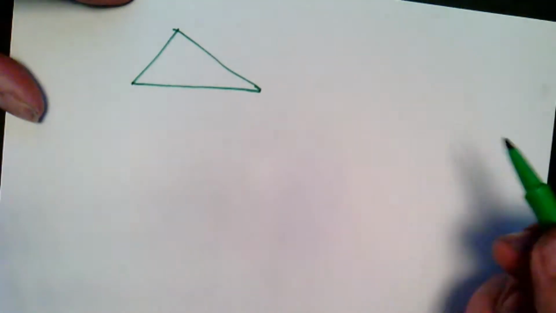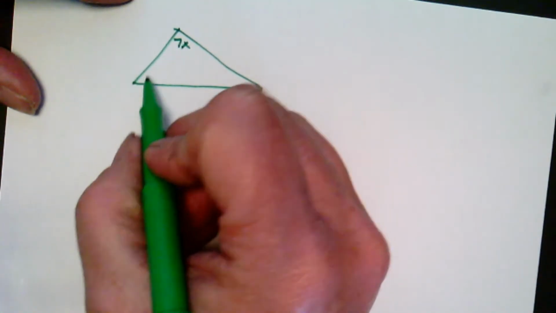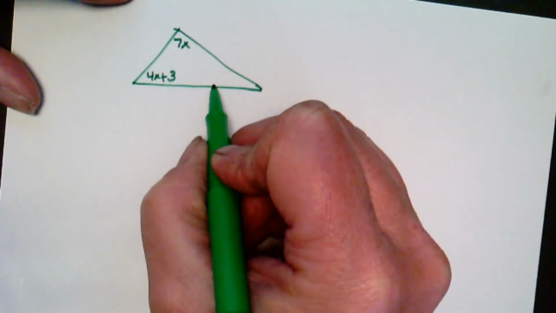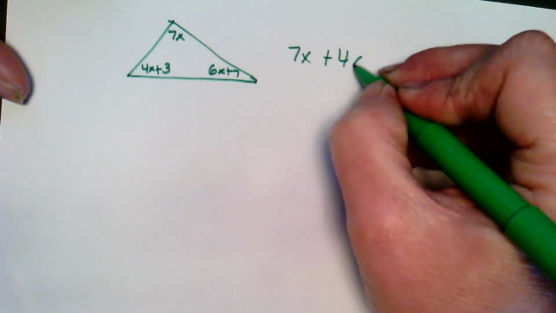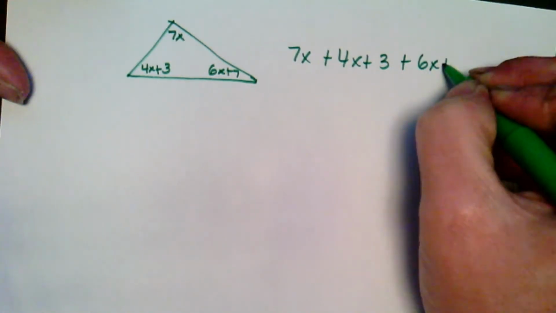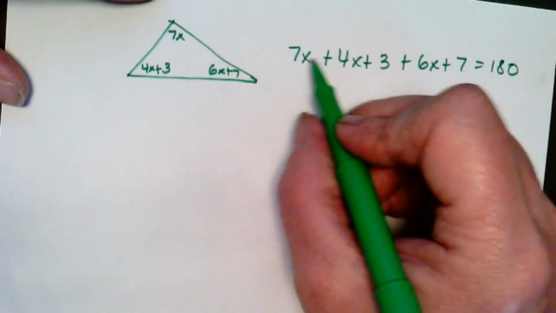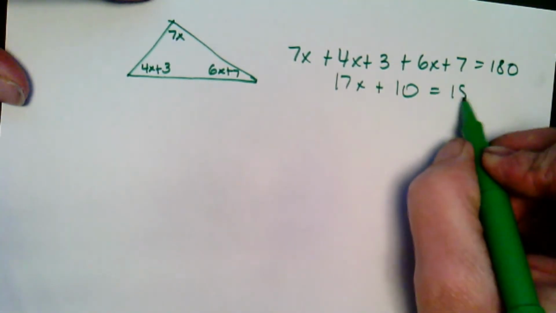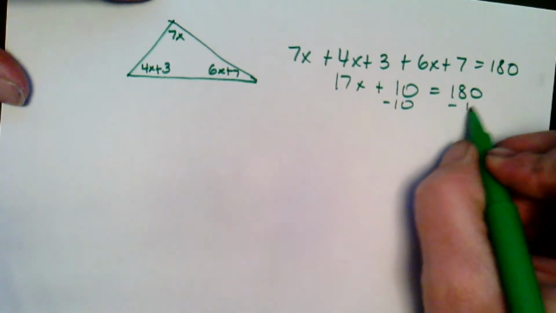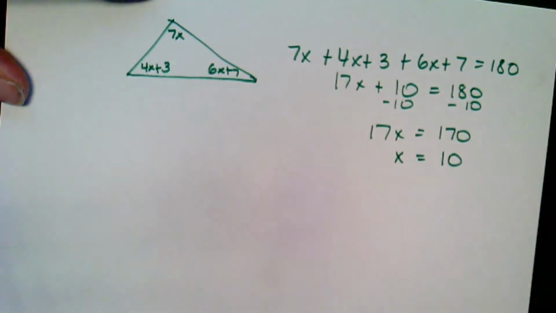So same thing, they give us three different angles. So again, the main thing is to remember to add all your angles, and they equal 180. So we're going to combine all our x's. 17x plus 10 equals 180. Take away 10, take away 10. 170, so x equals 10.